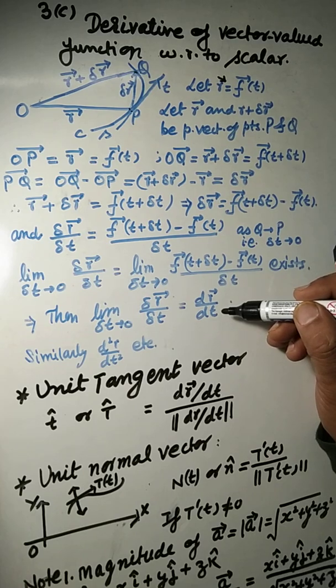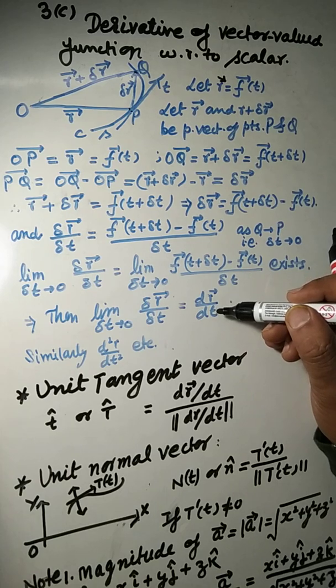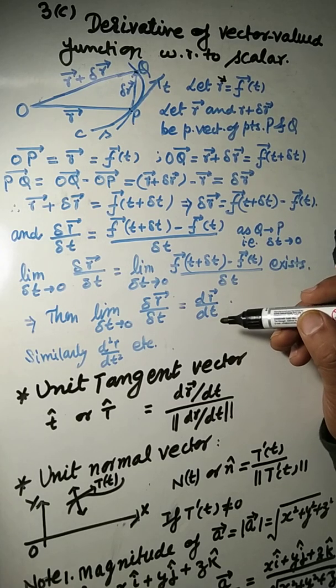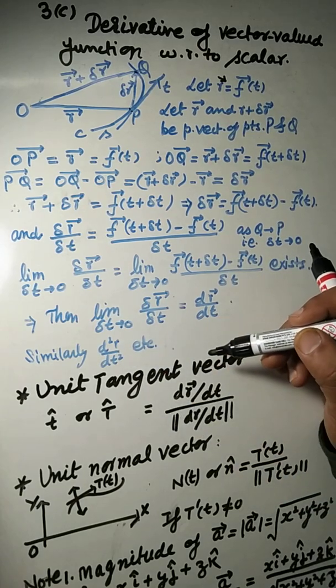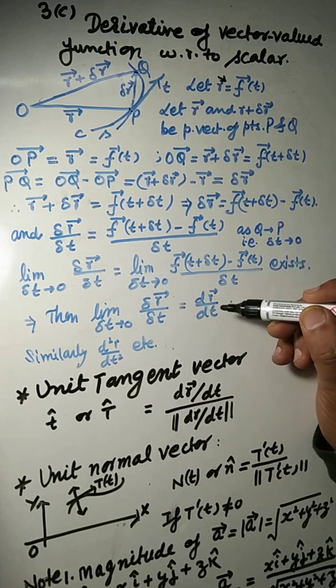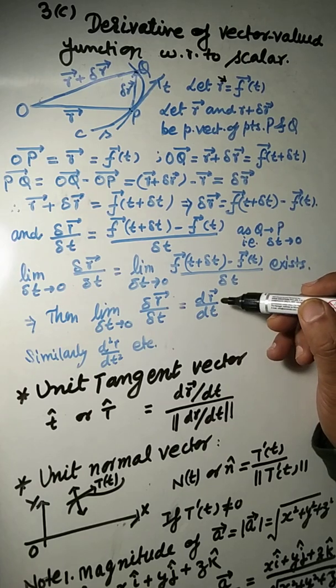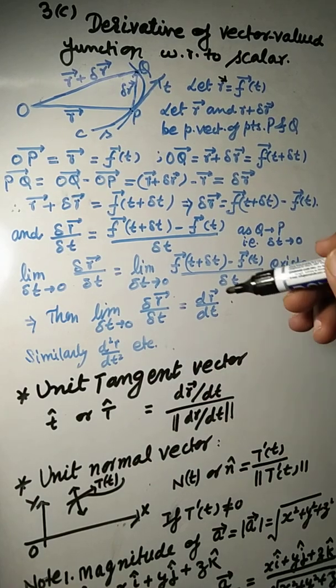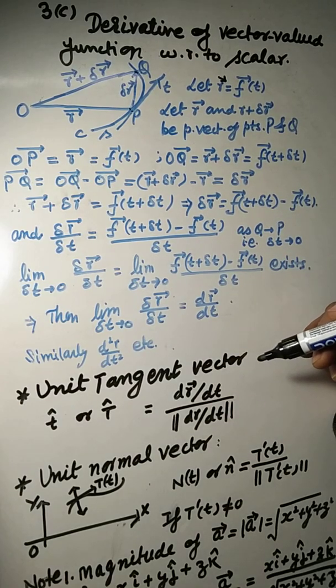Derivative of vector function R with respect to T. Similarly, we can obtain d2R/dt2 and higher order derivatives with respect to scalar, because dr/dt is itself a vector function of T. So its derivative is d2R/dt2, and similarly we will obtain higher derivatives.